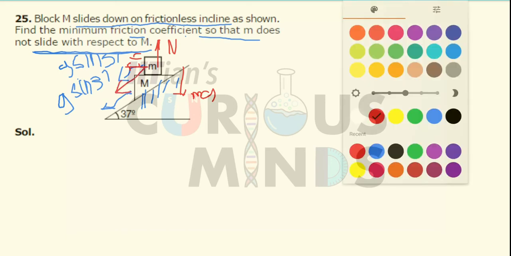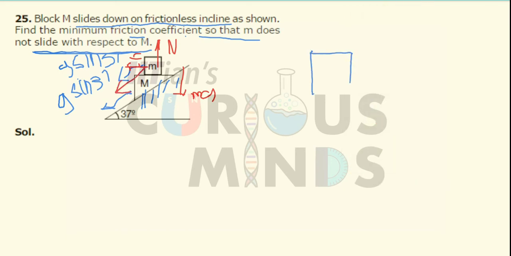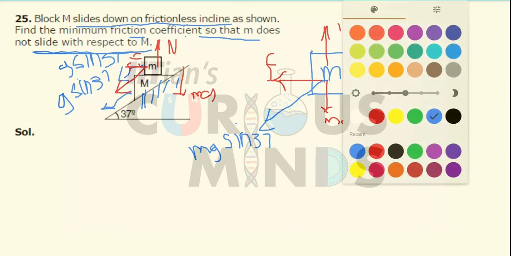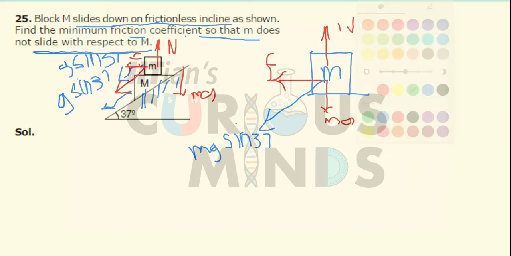If I draw the free body diagram separately, the free body diagram of small m will look somewhat like this. The normal force in upward direction, mg in the downward direction, the friction force in this direction, the resultant force in this direction. Okay, this is the resultant force, which is equal to mg sine 37, because the resultant acceleration is equal to g sine 37. So resultant force is in this direction. So I have to resolve now the forces in terms of resultant force.